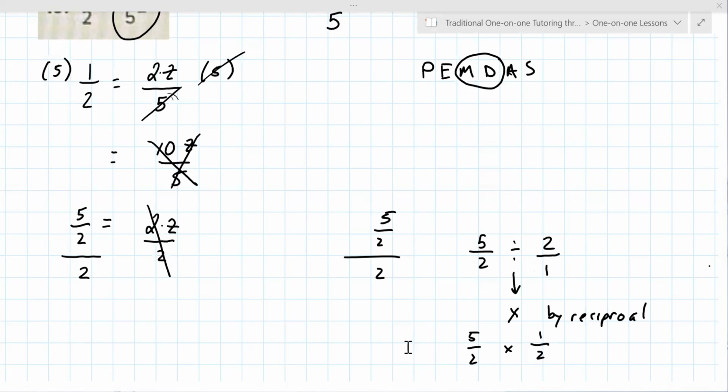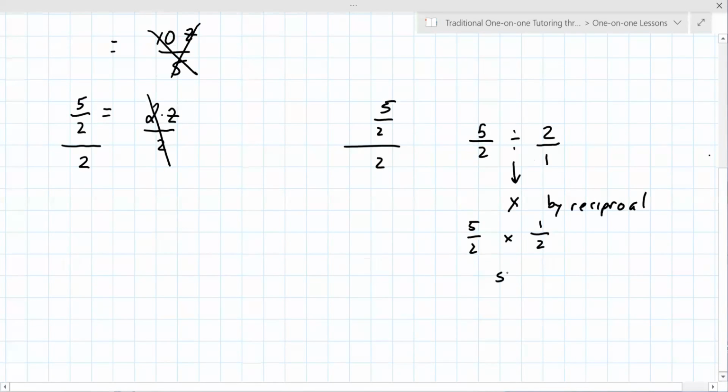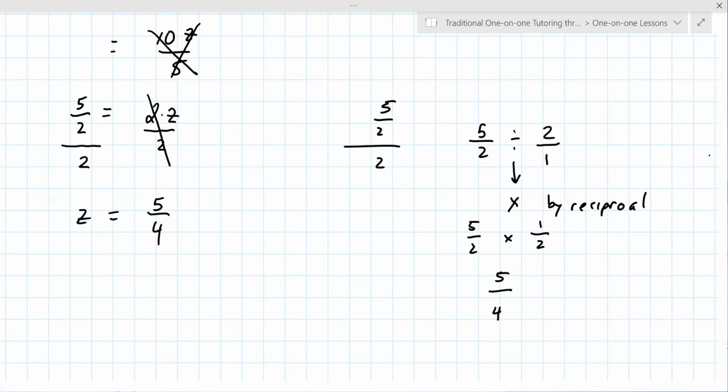But we still aren't done. 5/2 times 1/2. What is that? You've got to multiply the top, multiply the bottom. Oh, 5/2 times 1/2 is 5 over 4. Yeah, 5 over 4. So this is z equals 5 over 4. All right. That was a lot of steps. Even I'm like, that was kind of a lot here. Yeah, it was.